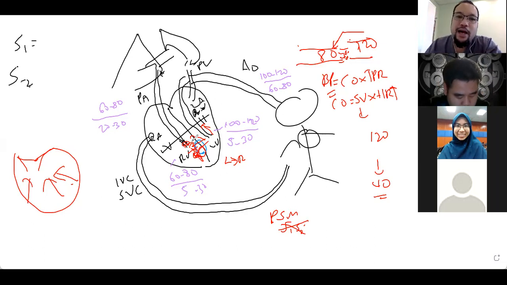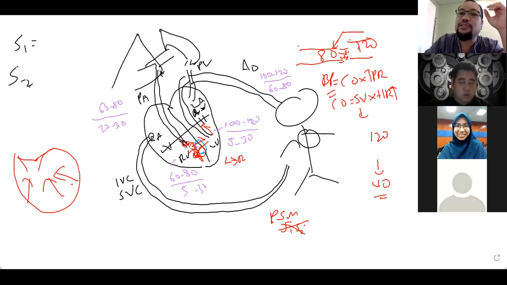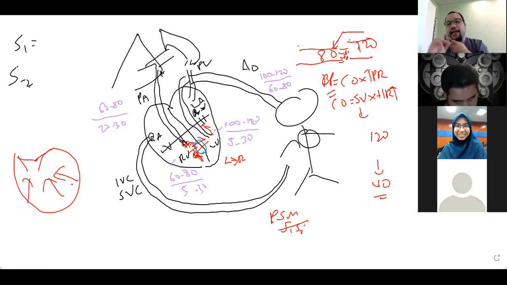Bila lubang dia besar, dia banyak space. Turbulent flow created dekat tepi-tepi ni. Tengah-tengah ni tak ada turbulent flow. Sebab itu sound dia akan softer. So the larger the lumen, the larger the lesion, the softer the sound. This because the softer the turbulence flow. Faham tak? Faham eh? Okay. That's number two. Number three.